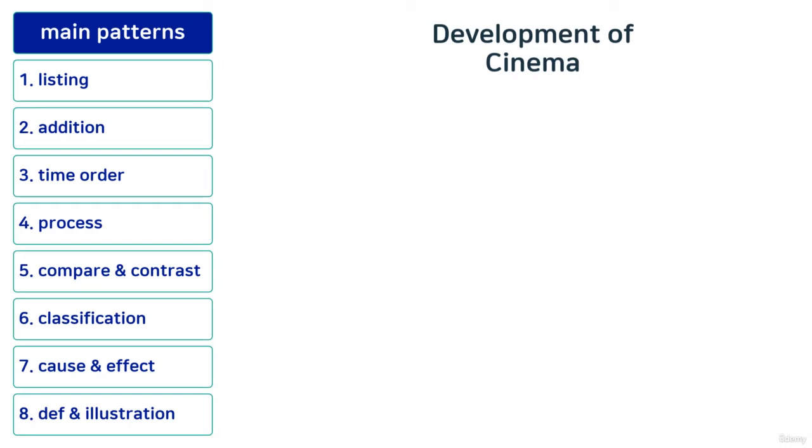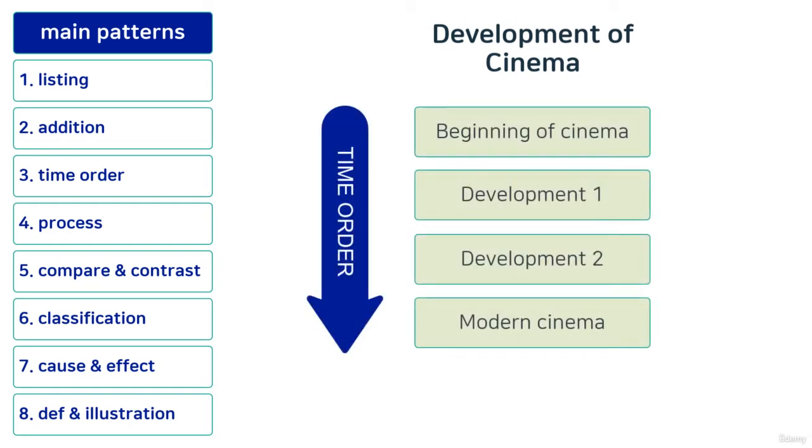For example, if the text is about the development of cinema, the main pattern of organization may be time order. The author may go through the key developments in chronological order and use other patterns of organization, such as cause and effect, to explain how each development led to the development of cinema.